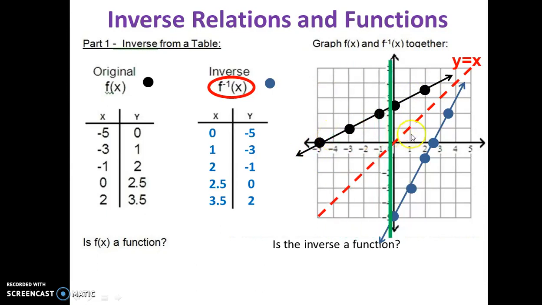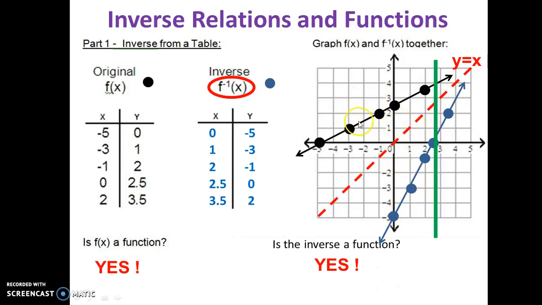So let's move that line over, and let's do that again across the black graph. It only hits it once everywhere, right? And also on the blue one, the inverse, it only hits once everywhere. That means both of them, the original and the inverse, are both functions because they both pass the vertical line test. The vertical line hits both of them only once at every point. So the original is a function, yes. Is the inverse a function? Yes, they both are. But that won't always be true.